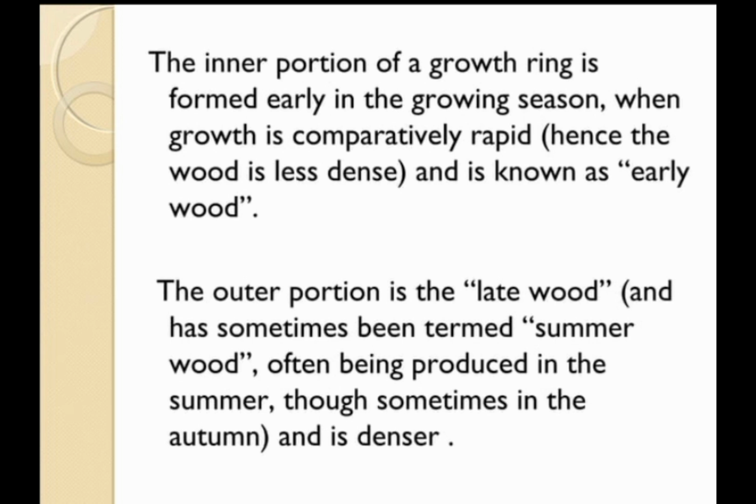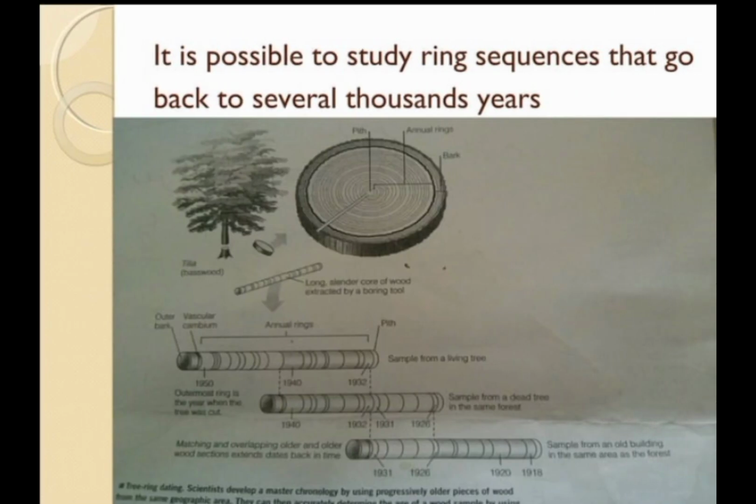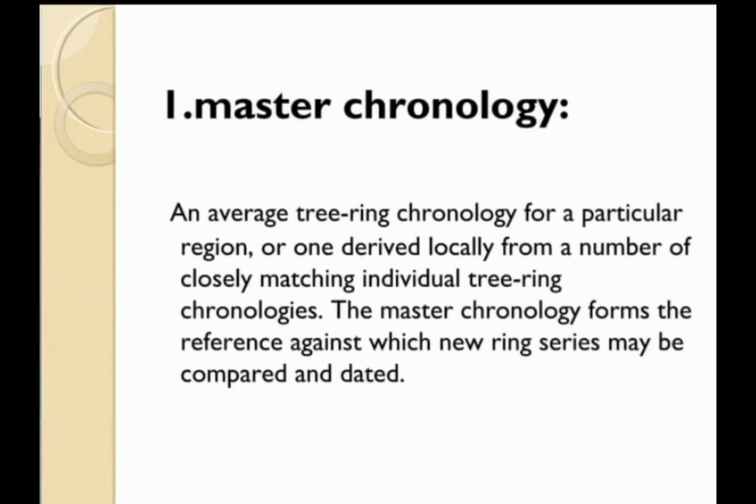The inner portion of a growth ring is formed early in the growing season when growth is comparatively rapid, hence the wood is less dense and is known as early wood. The outer portion is the late wood and has sometimes been termed summer wood, often being produced in the summer, though sometimes in the autumn, and is denser. It is possible to study ring sequences that go back several thousand years.